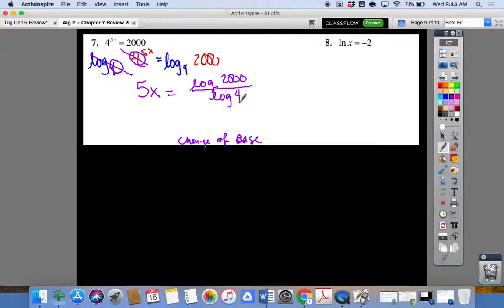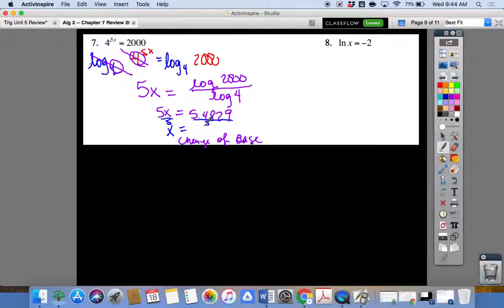We just need to type that in and get a decimal. So let's just see. Log 2,000, enter, divided by log 4, enter. I came up with 5.4829 once I rounded. Okay, that's equal to 5x. Please don't stop there. I need to know what x is. So you got to come in here and divide through by 5.